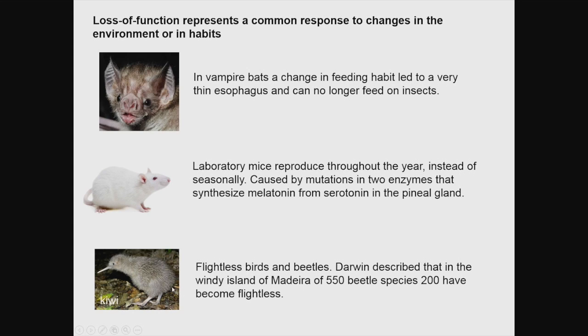Now, there are many cases of flightless birds, as you know, but if they lose the predators, they don't need to fly so much. And in fact, Darwin described that on the island of Madeira, which is very windy apparently, there are 200 species of beetles that have lost the ability to fly. So you can lose genes very easily. That would be the conclusion.